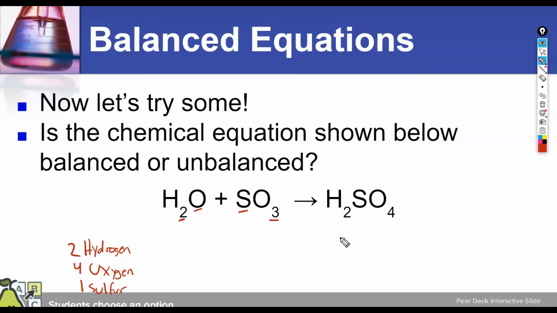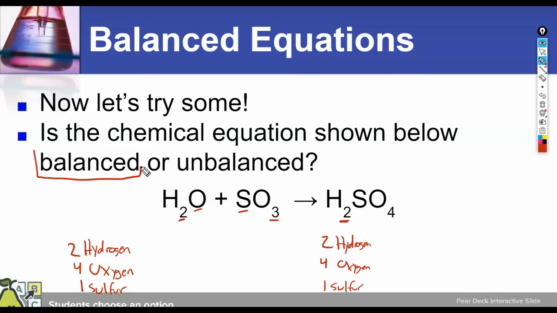And now I look at the right side. Okay, I have 2 hydrogens. Okay, so that's okay. I have 1 S, which is 1 sulfur. And then with the oxygens, I have 4 oxygens. Okay, so is this chemical equation balanced or unbalanced?